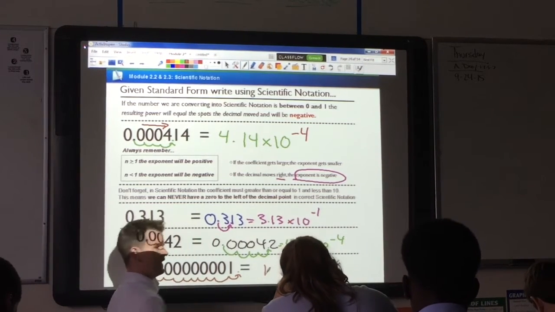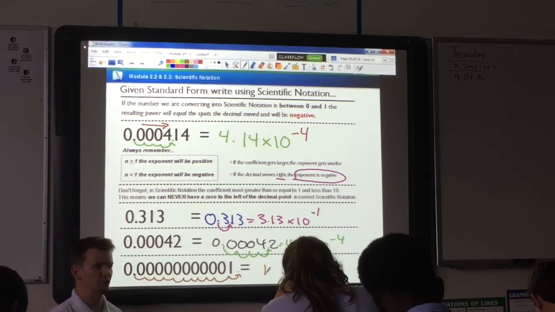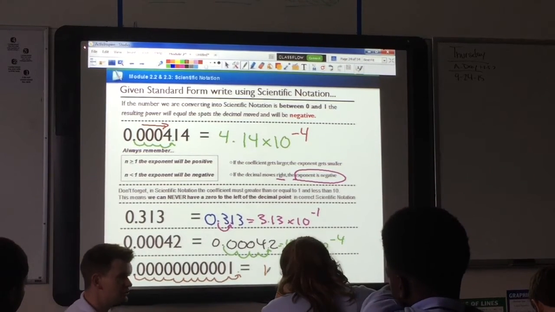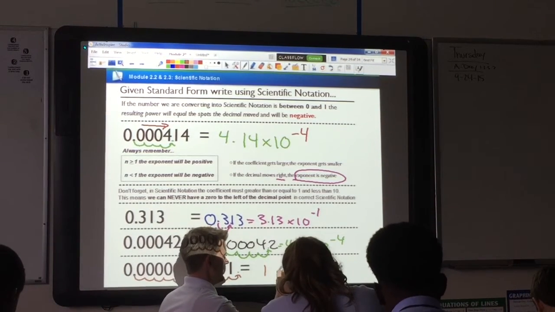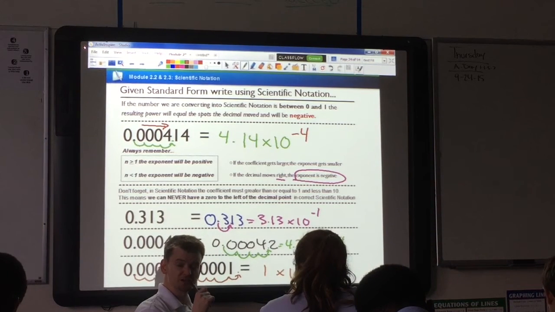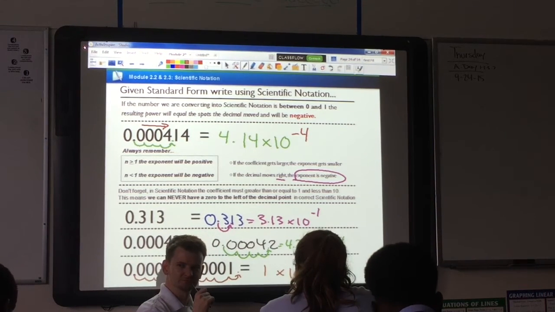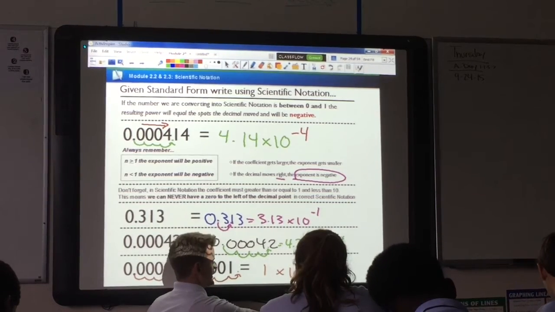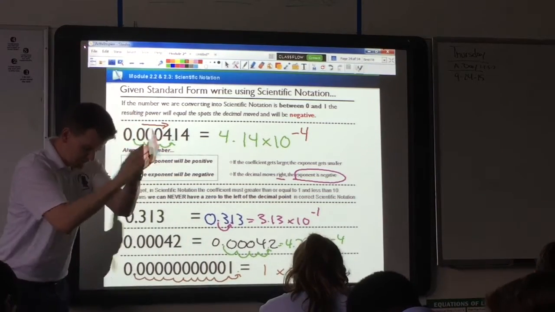You write it out as a 1. Ask yourself, is that greater than or equal to 1? Equal to. Yes, it's equal to, so it's a good coefficient. Times 10. Anthony, what's your exponent? Negative 11. He's got it right.